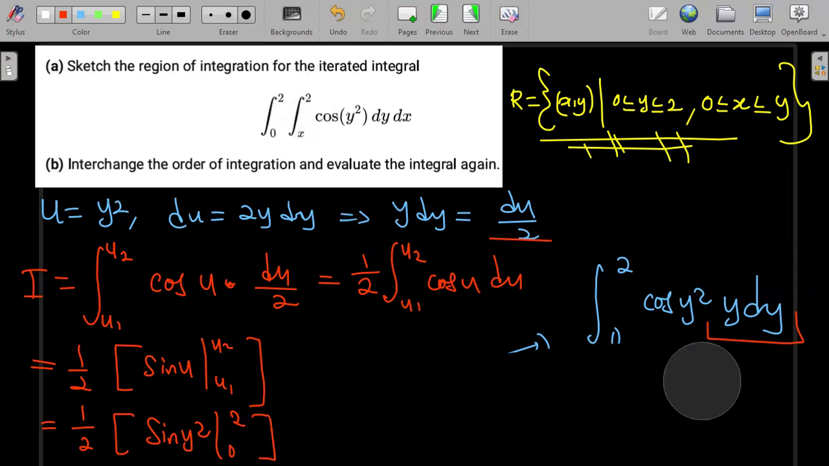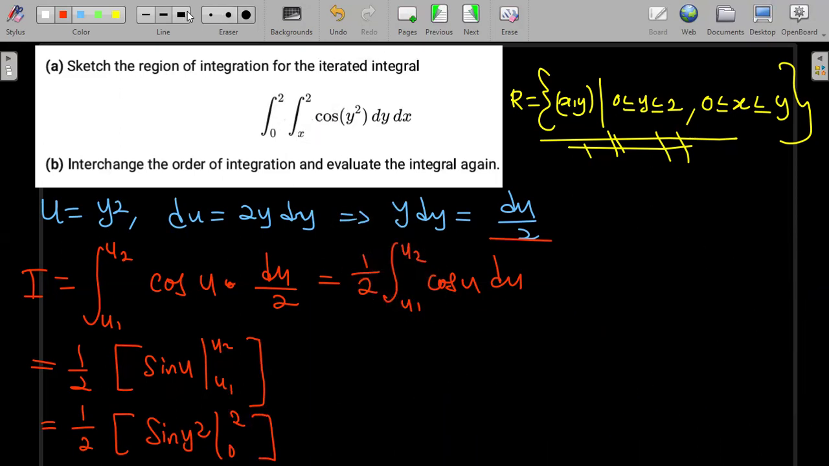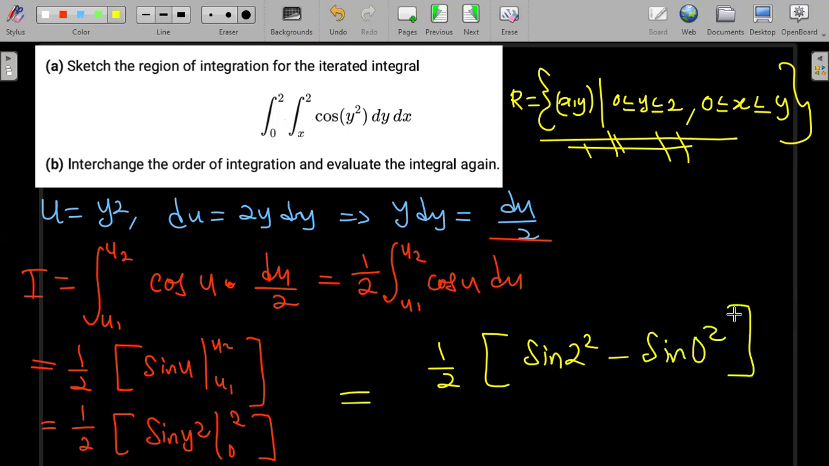So let's complete it here. This will be equal to 1 over 2 times sine 2 squared minus sine 0 squared. Minus 0 squared will just be 0, and then this one will be sine 4. So the answer will just be 1 over 2 multiplied by sine 4. So this is our answer to this question, and we are done.